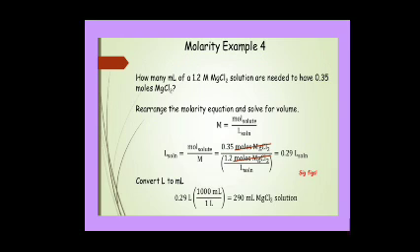So number of moles 0.35 by molarity of solution 1.2. So volume of solution in liters is 0.29 liters. We convert into milliliters: 0.29 by 1000, that is equal to 290 ml of 1.2 M magnesium chloride solution containing 0.35 moles of magnesium chloride.